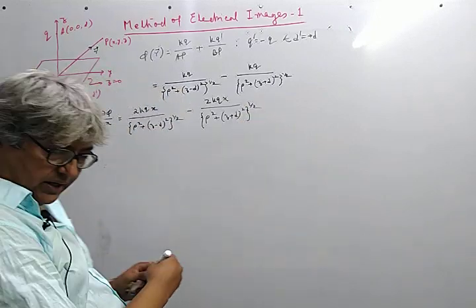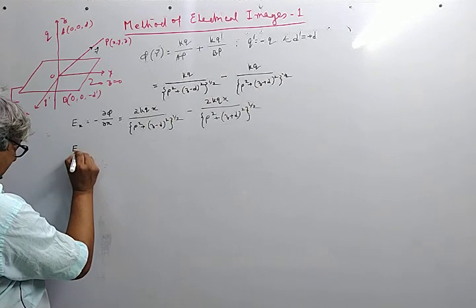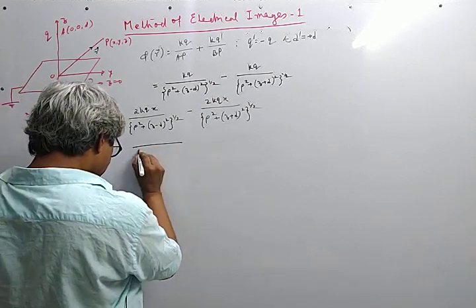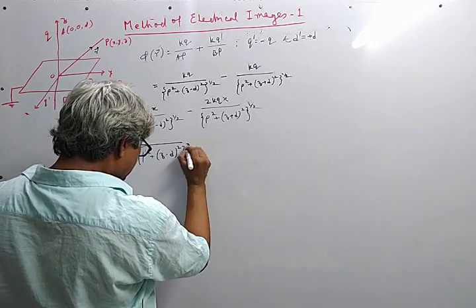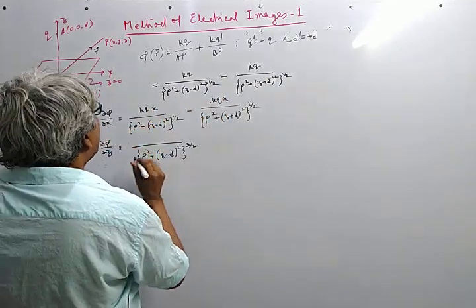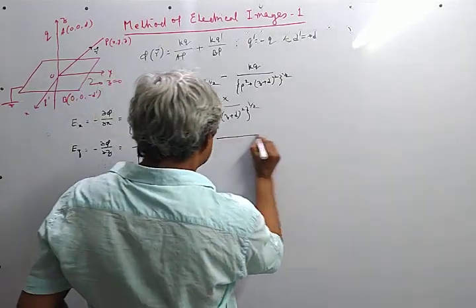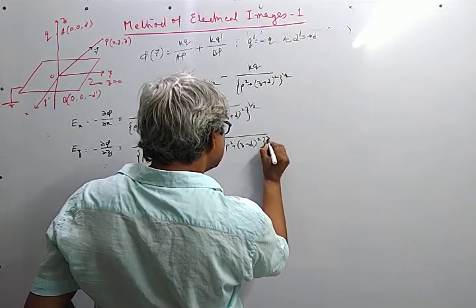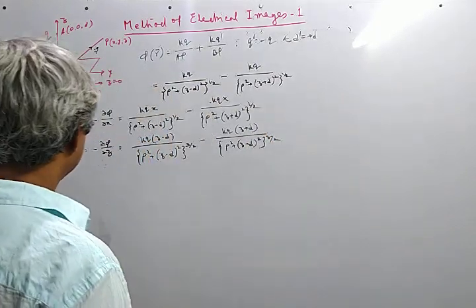Similarly, the y component of the field can be found out, and the interesting thing is to find the z component of the electric field. Sorry, this factor of 2 will not be there, the 2 will be adjusted with this. This is the z component of the electric field.